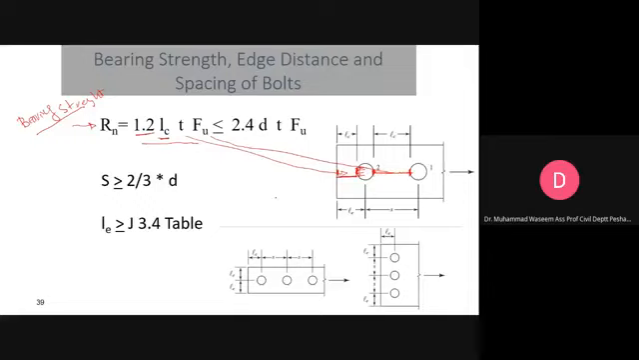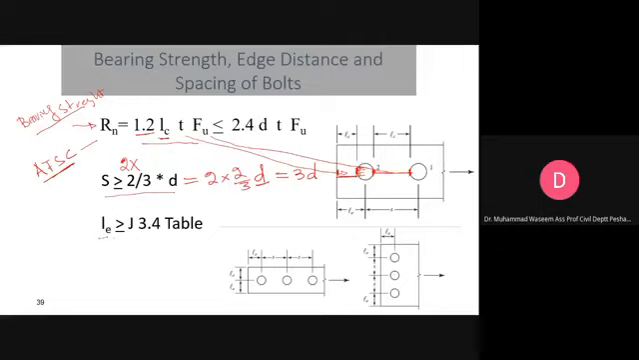The center to center distance of fasteners is specified by AISC. This is also recommended by AISC. So the distance between the fastener centers should be, there is a number I have missed, 2/3 of D. What is D? The diameter of the bolt. Or most of the time it says that it should be equal to 3D, center to center distance between the fasteners.